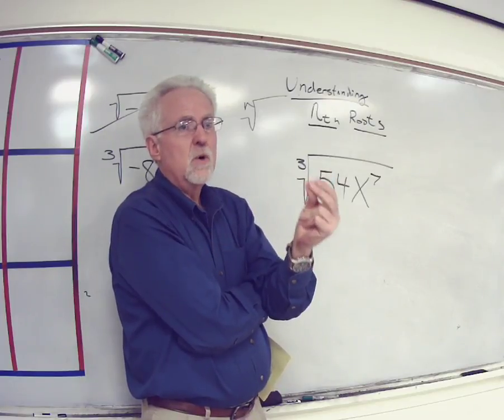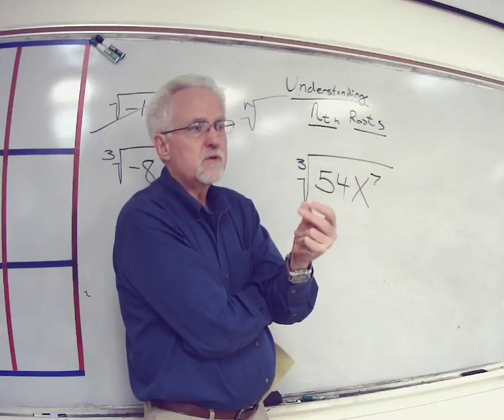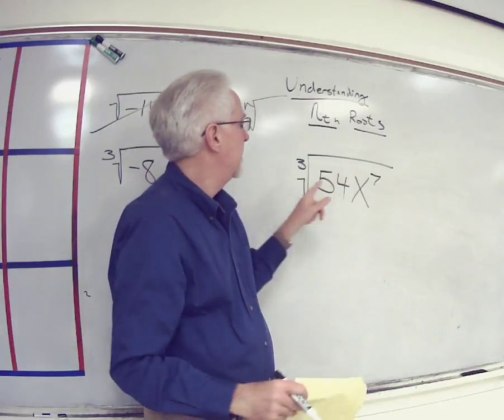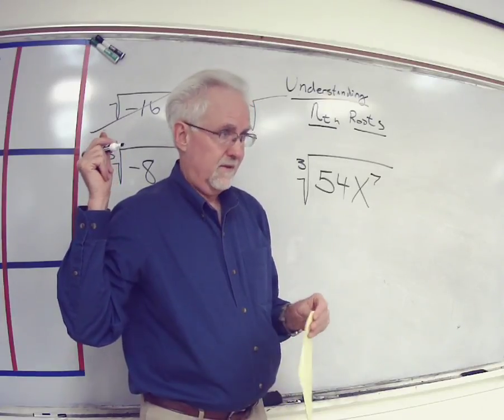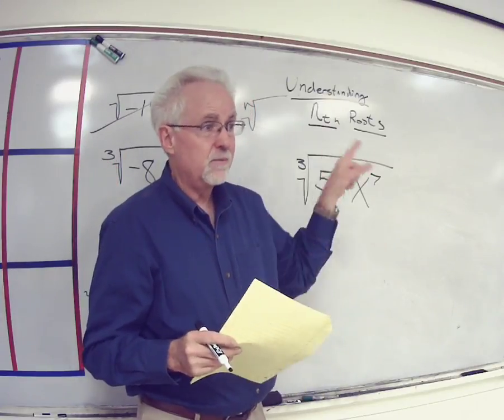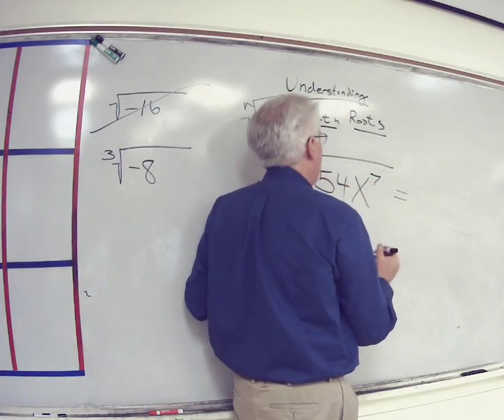But we get so used to doing perfect squares, perfect squares, perfect squares, and one day a cube root comes along, and what do we accidentally do? Take out perfect squares, and that would be wrong. Okay, so I need to break 54 up into what?